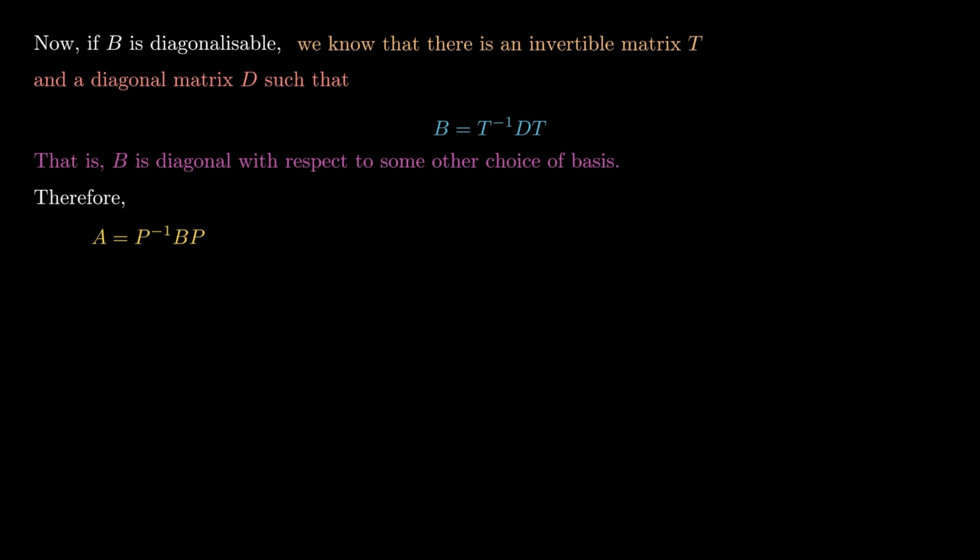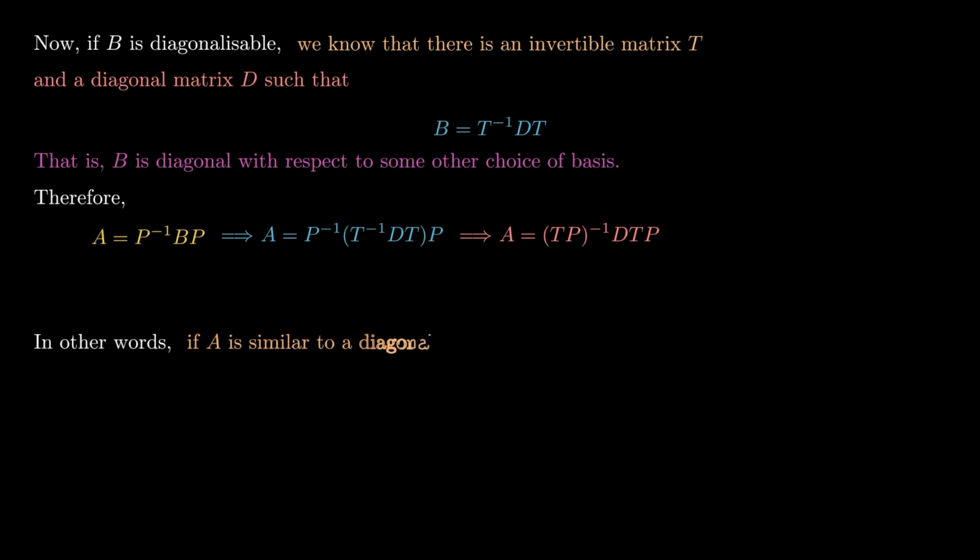We can write that A is equal to P inverse T inverse DTP. But since the inverse of TP is P inverse T inverse, so when you invert the product of two matrices, you have to flip the order. So in particular, we can see that A is equal to (TP) inverse D TP. But now TP is an invertible matrix. You take the product of two invertible matrices, you get an invertible matrix. So in other words, if A is similar to a diagonalizable matrix, it has to be diagonalizable.